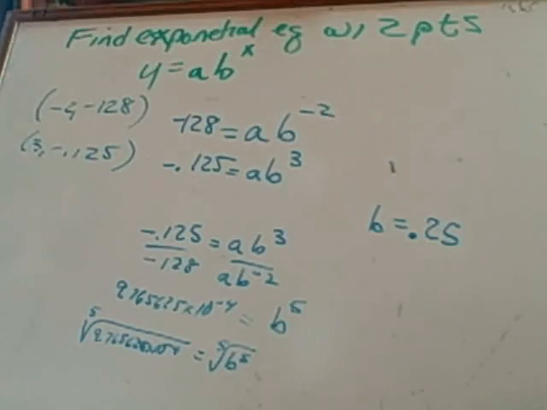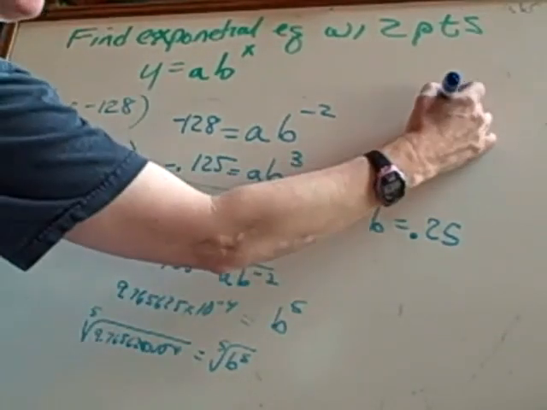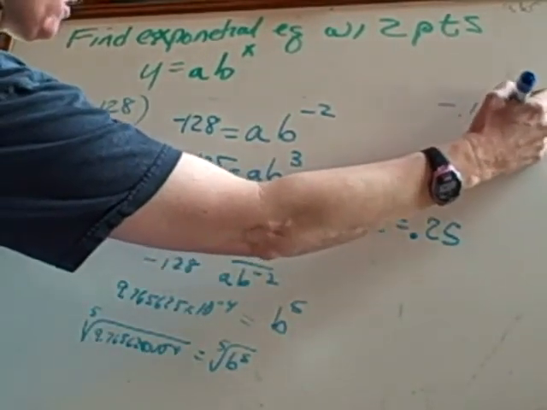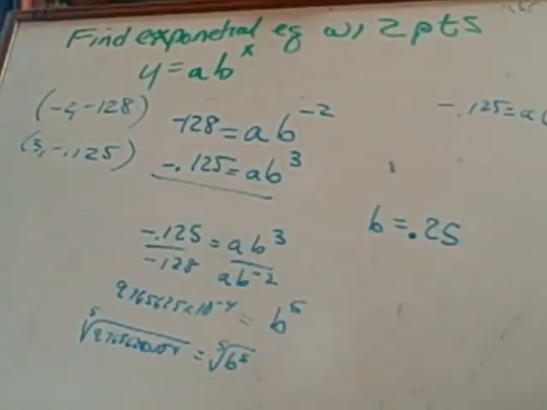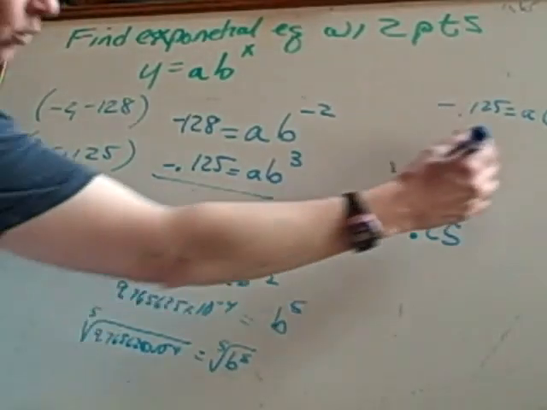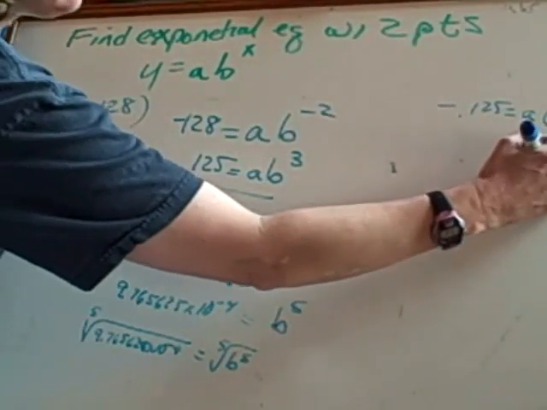Now I still have to go back and solve for a. And you can put it in either one you want. I'll just probably put it in this bottom one. It doesn't matter. Negative 0.125 equals a times 0.25 cubed. So 0.25 cubed is a big number, or a little number, depending on how you look at it, 0.015625.